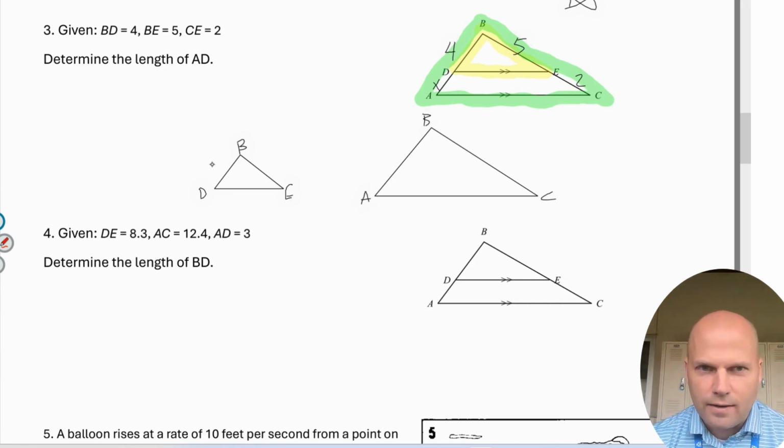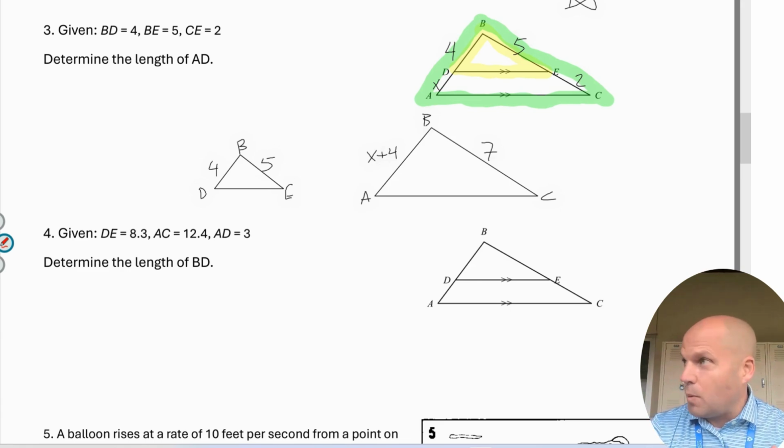The smaller triangle has a length of 4 and a 5. The bigger triangle, let's think about it, from B all the way to C would be not 2, but 5 plus 2, which is 7. B to A is not X, but X plus 4. And this is very, very important. You kind of seeing this.